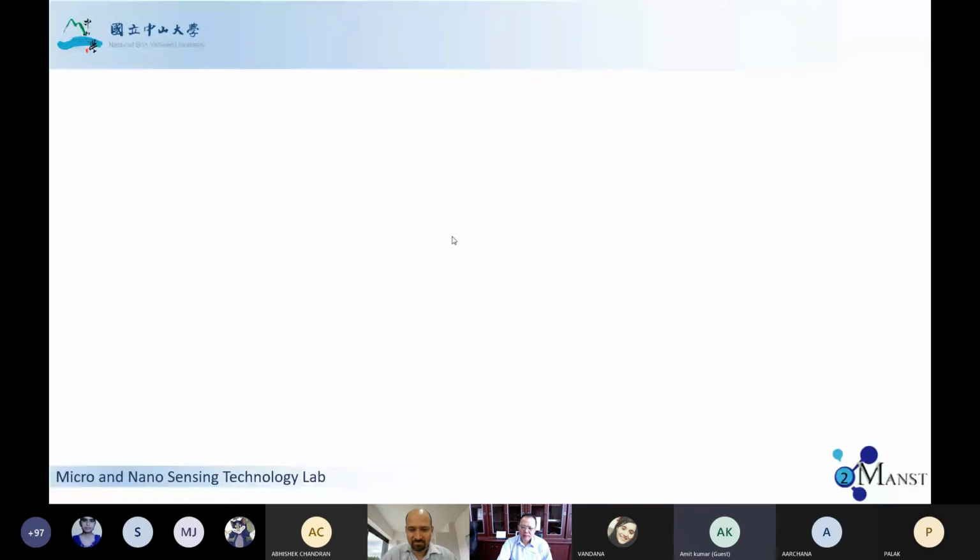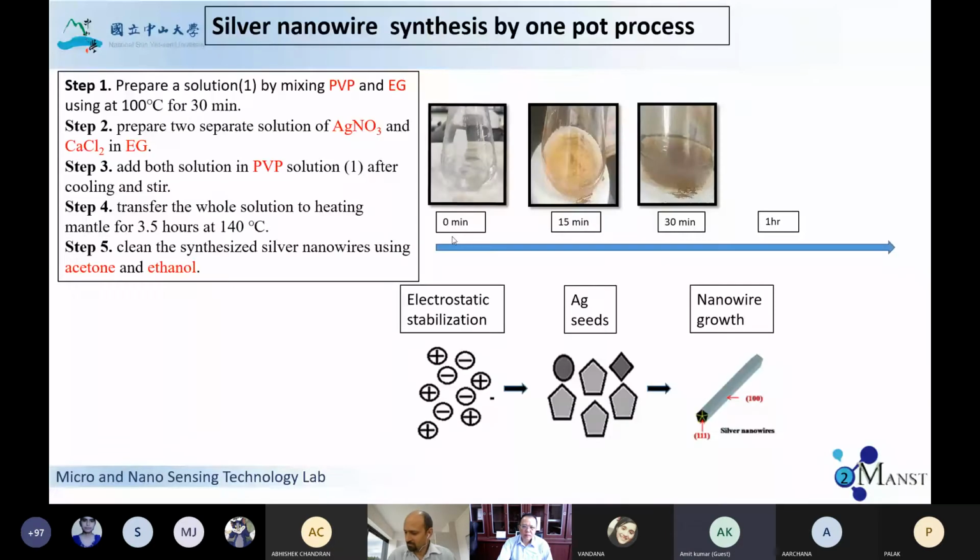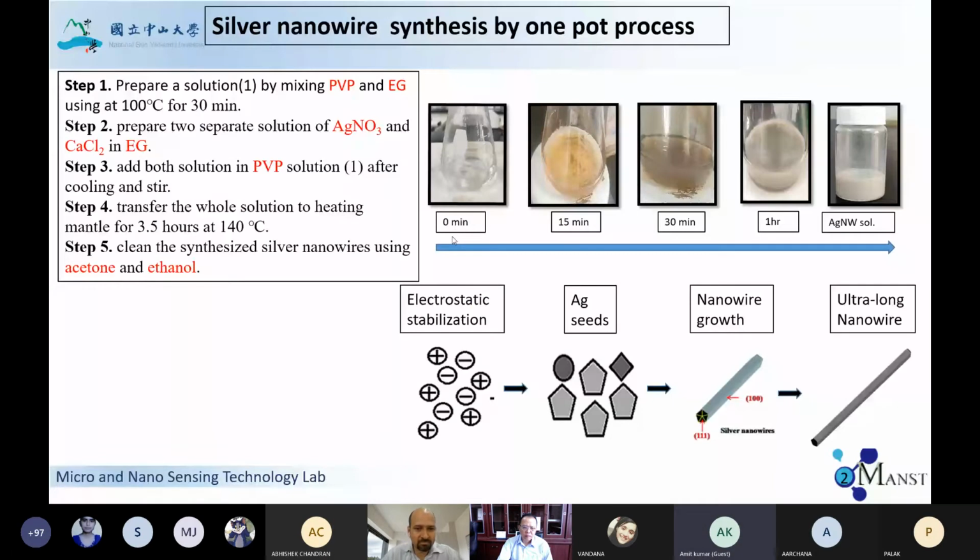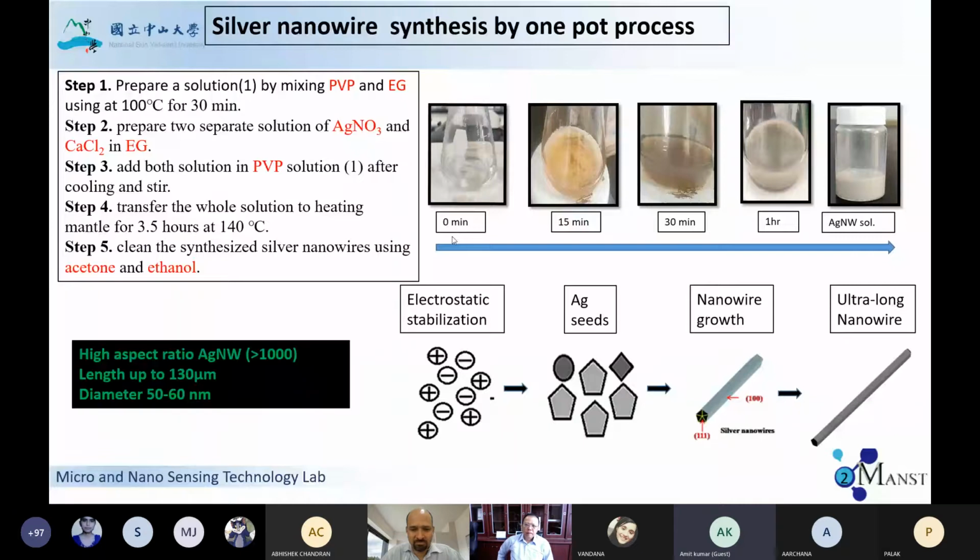So this is my research about synthesizing silver nanowires by a one-pot process, and it is a 5-step process. You can see from the starting, I mixed chemicals, PVP, ethylene glycol, AgNO3, and calcium chloride to make silver nanowires. And in my research, I synthesized silver nanowires of aspect ratio more than 1000.